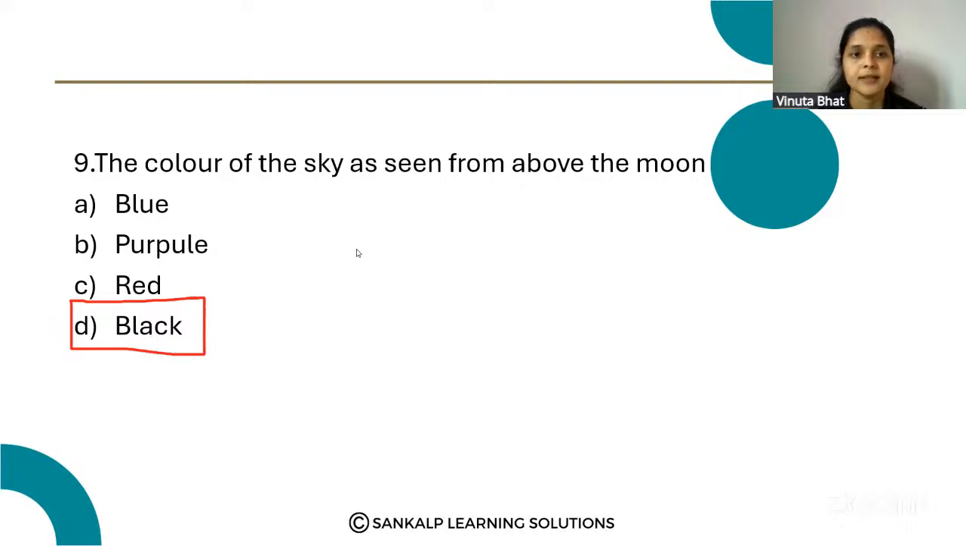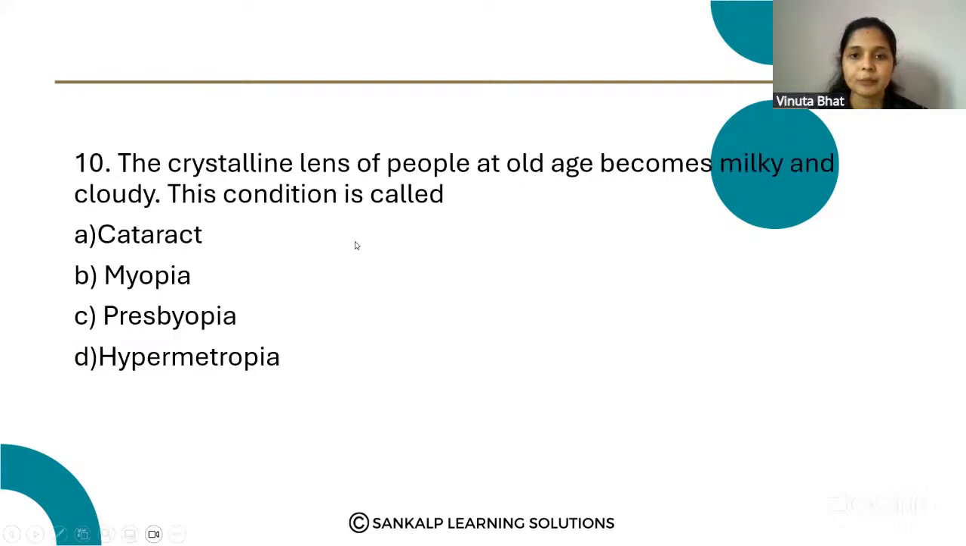Next question. The crystalline lens of people at old age becomes milky and cloudy. This condition is called: cataract, myopia, presbyopia, hypermetropia. Here, myopia, presbyopia and hypermetropia are not related to age. But cataract is related to the old age group. The crystalline lens of people at old age becomes milky and cloudy because of option A, that is called cataract. Option A is the correct answer.